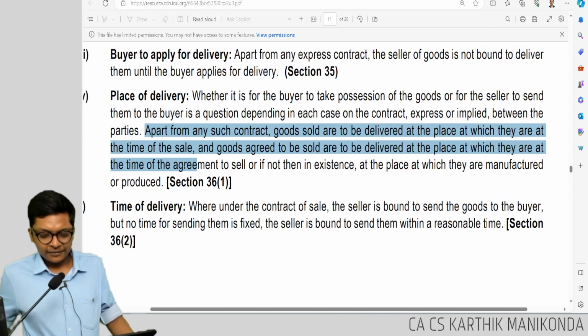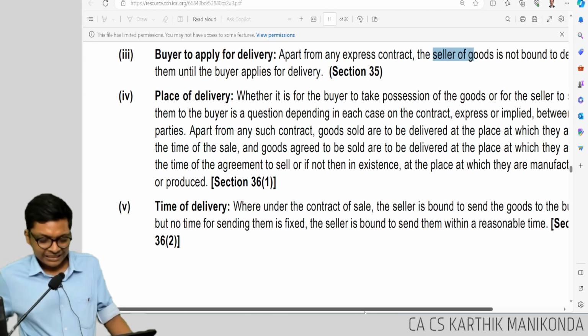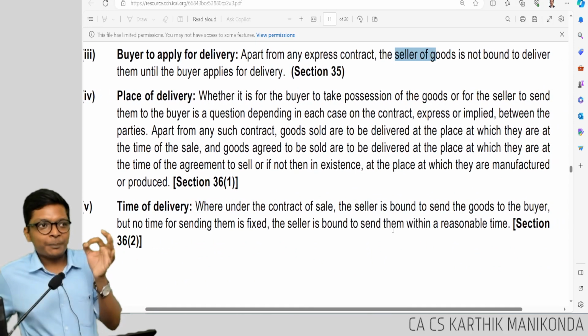That is the point for place of delivery. Time of delivery. You tell me, guys, without reading. What time? Reasonable time. If a time is mentioned, then that time.